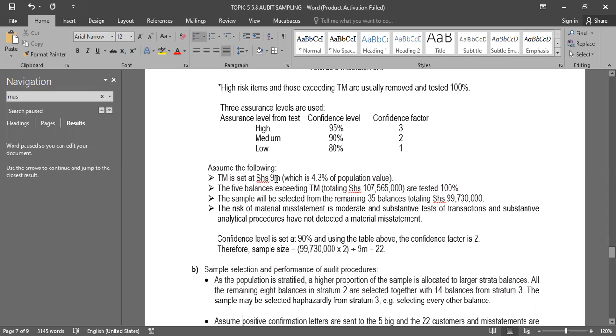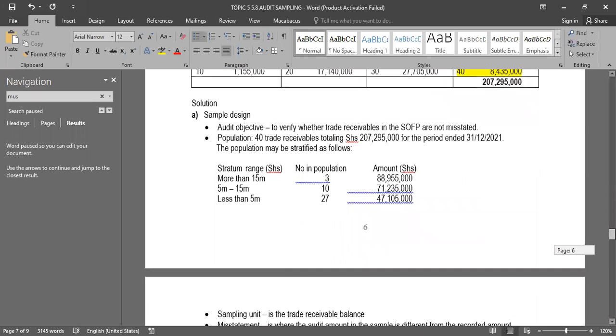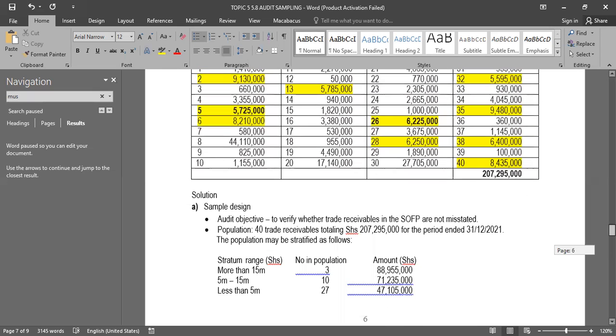Okay. I'm allowed to change this and use my own, or you want me to use these notes? By the way, this tolerable misstatement, based on your judgment as an auditor, you can choose your own. So I need to choose something different, like maybe 15. So this time will be different. If I choose 15 out of the total population of 207, what do you get?